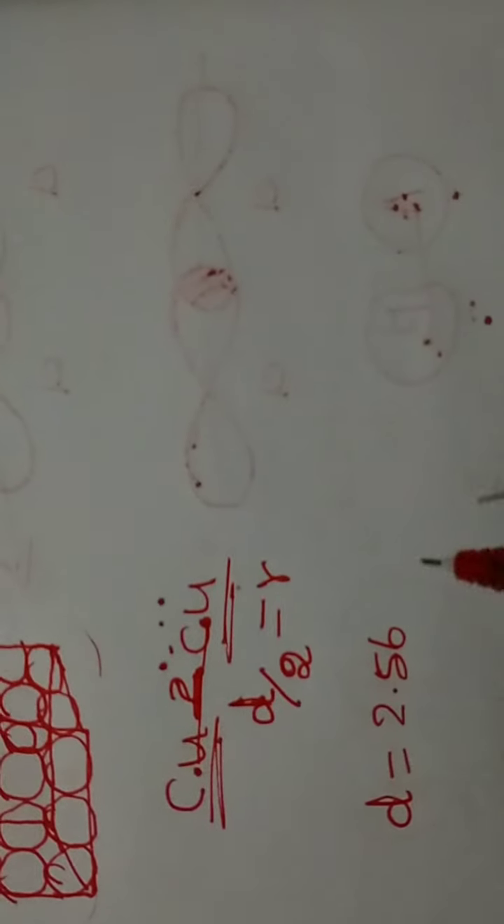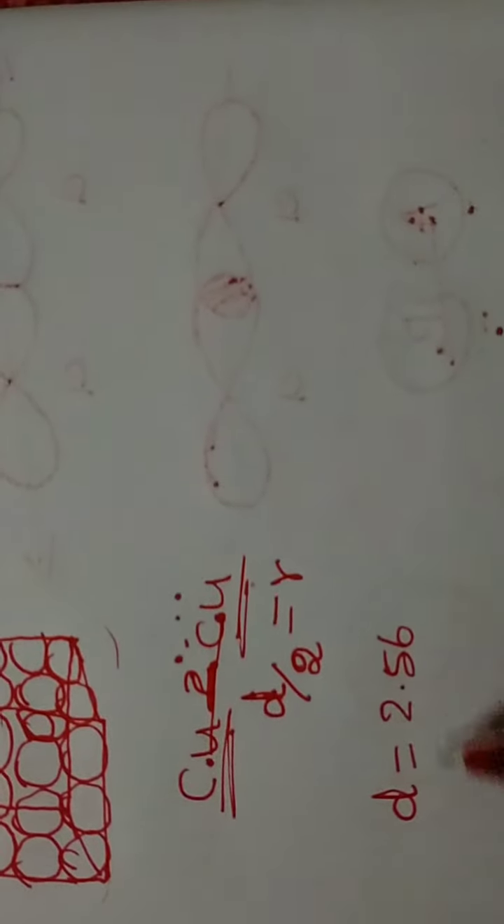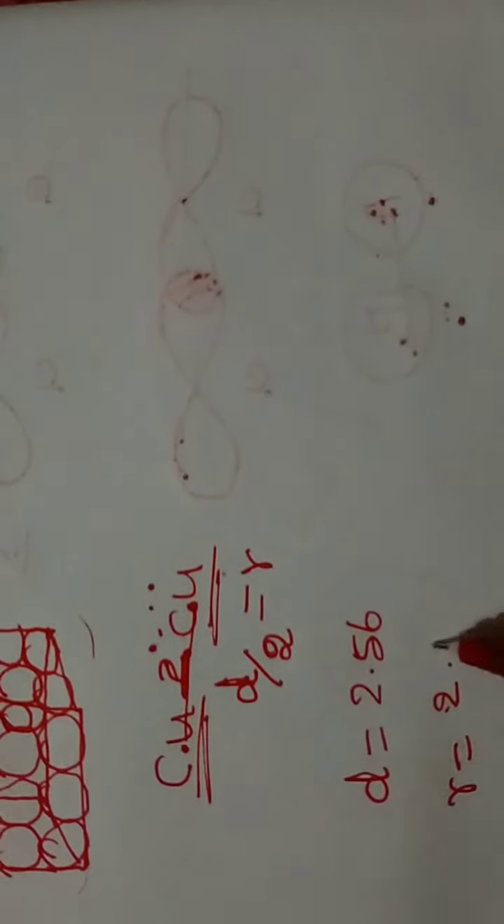For this one, they have already given the data for copper connected with the adjacent copper atom. The value for D is equal to 2.56. So how to find the radius of one copper atom? D divided by 2. So R is equal to 2.56 divided by 2. You will get the answer 1.28 angstrom. You already know the unit is angstrom, so you have to put it at the end of that value.